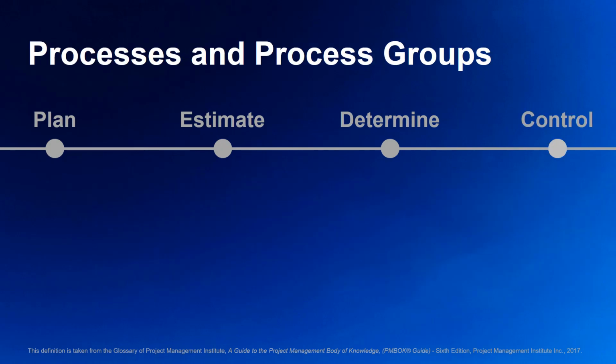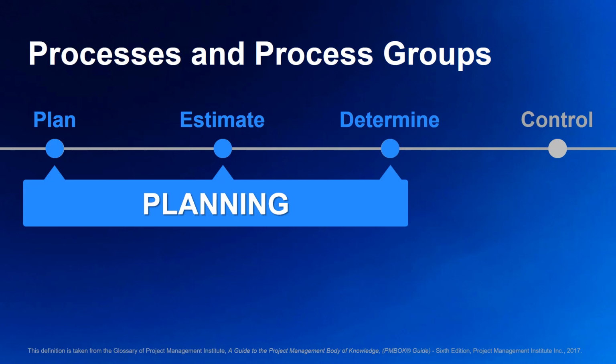What about process groups, you ask? I was hoping you'd ask that. In a nutshell, 3 processes are in the planning process group, and the last is in the monitoring and controlling process group. The 3 planning processes are plan cost management, followed by estimate costs, and finally determine budget. The monitoring and controlling process is, of course, control costs. These 4 processes are used to establish and control the costs on your project.